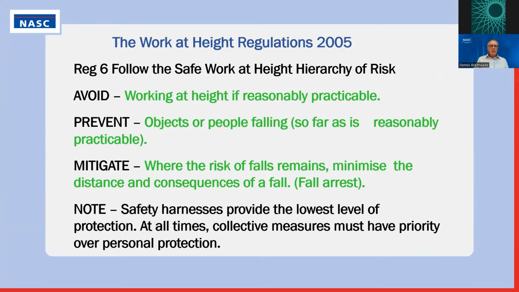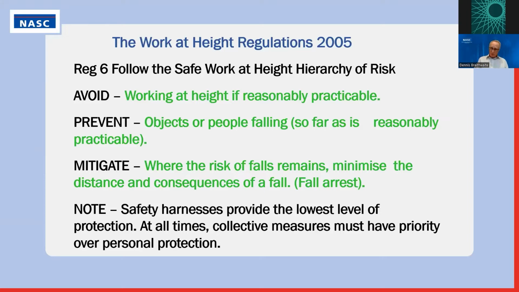I'm sure you know that the Work at Height Regulations specify a hierarchy of risk. So first of all, avoid working at height if it's reasonably practicable. If it's not, then you must stop objects and people from falling. And if that's not reasonably practicable, then mitigate where the risk of falls remains, minimize the distance and consequences of the fall.